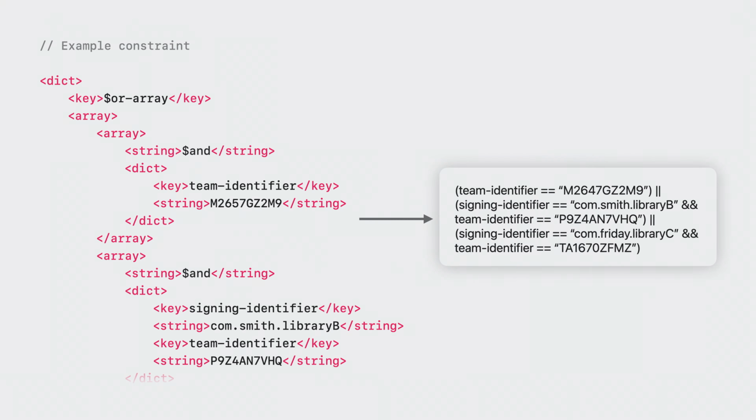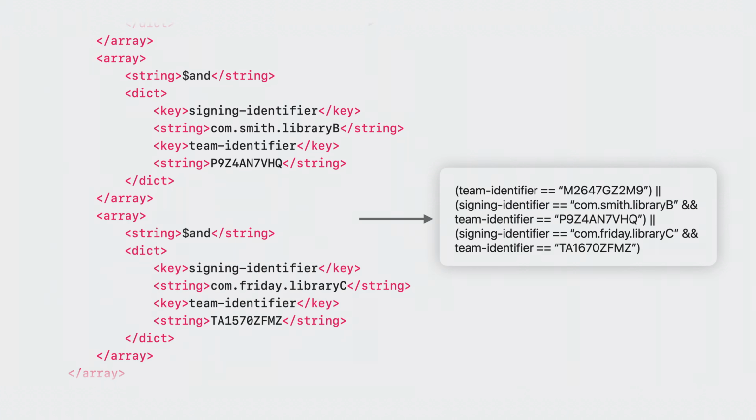Let's walk through this example constraint. On the left, we have a plist representation of the constraint. On the right is pseudocode showing what the XML means. At the top level of the plist, there is one key, OR array. The value is an array of 3 tuples. Each tuple contains an operator and a dictionary to which that operator will be applied. So that means that this constraint allows all code signed by your team identifier, or library B signed by the second team identifier, or library C signed by the third team identifier.